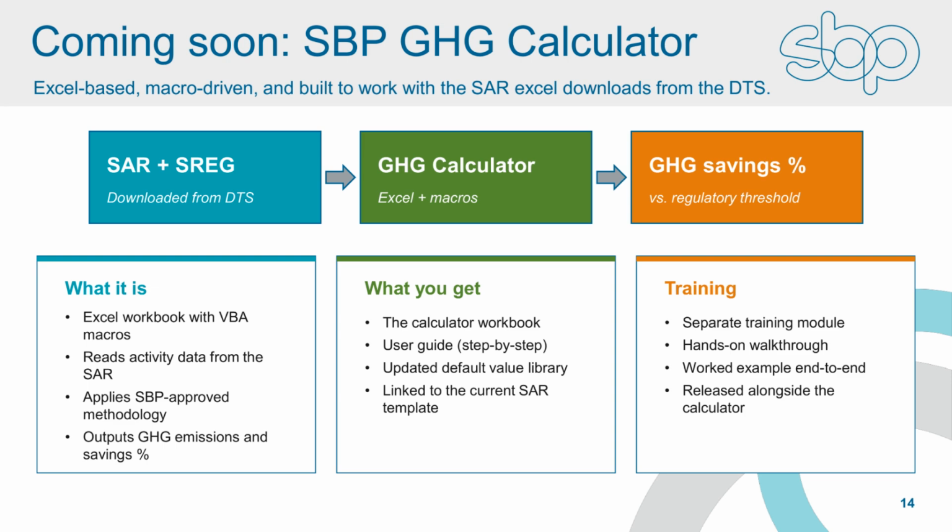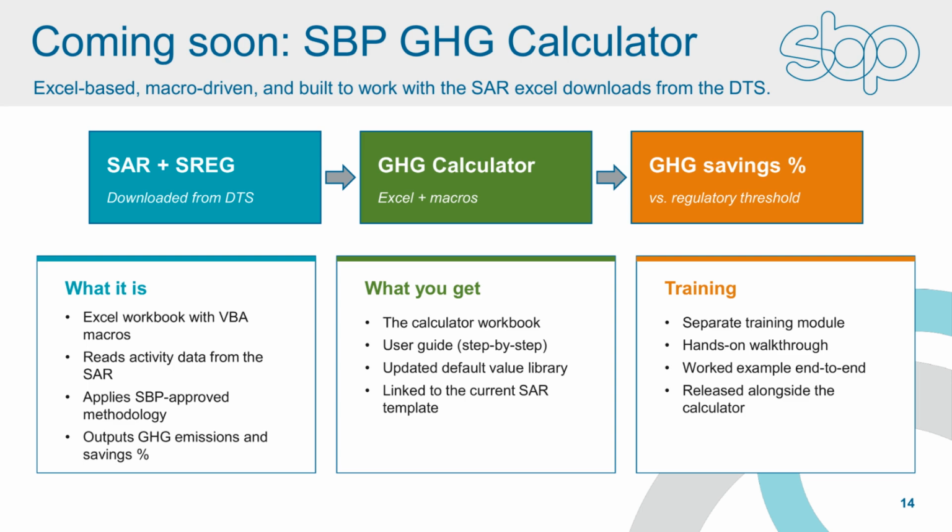The idea is simple. You already have the SAR and where it applies the SREG. Both of these can be downloaded from the DTS. You feed the SAR into the calculator, and the calculator gives you the emissions number and your savings percentage versus the regulatory threshold. Nothing about the data sources changes. Nothing about Standard 6 changes. What changes is that the calculation step, which today every end user does on their own, will have an SBP approved tool behind it.